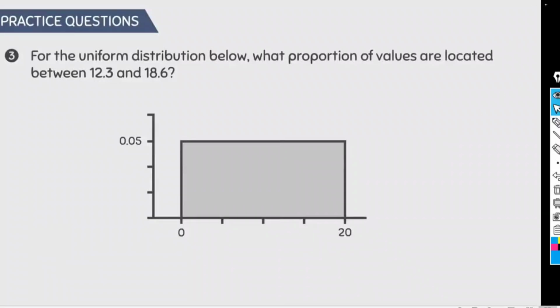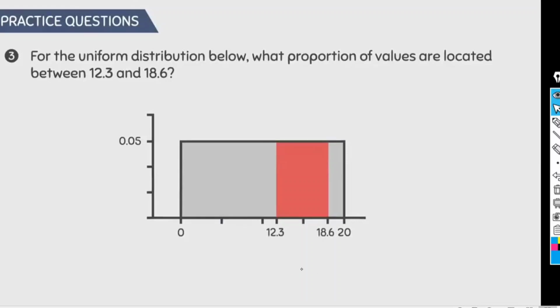The first one is for uniform distribution. You have a uniform distribution. What proportion of values are located between 12.3 and 18.6? They are only saying that it is a uniform distribution with a height of 0.05. So from here to here it is 0.05, 0.05, 0.05 everywhere. Now, how do we calculate the area? The question asks for the area between 12.3 and 18.6.